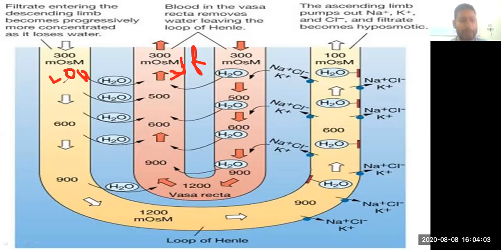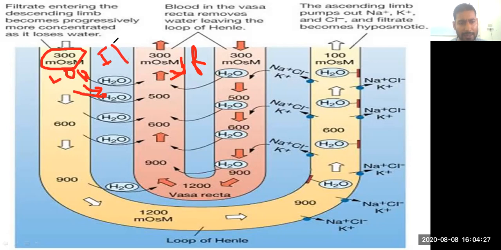Okay, now you can see, in case of the loop of Henle, this is the descending limb loop of Henle, and you know it is permeable to water and impermeable to salt and other molecules. What will happen when water comes into the interstitium fluid? This is IF, you can say interstitium fluid.